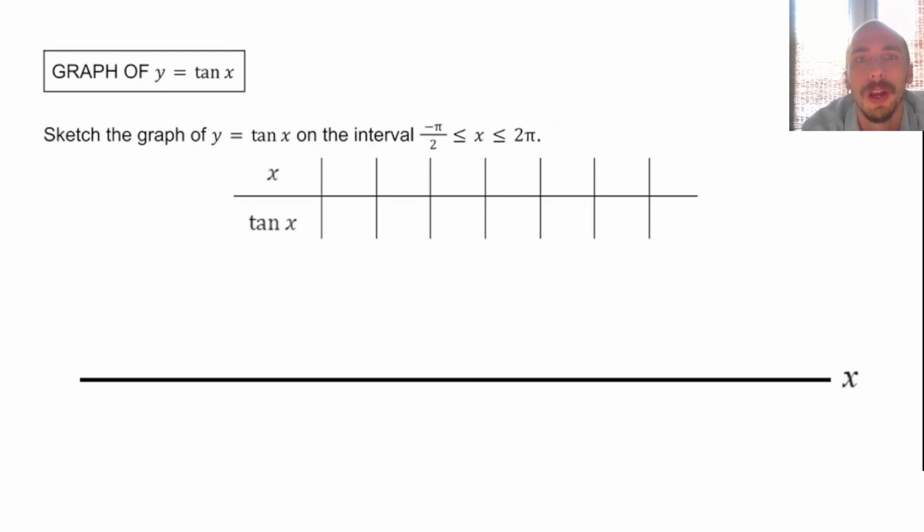Okay, now with that out of the way, we're ready to do what we came here to do. Graph y equals tangent x. So we're going to start by sketching the graph of y equals tangent x on the interval -pi/2 to 2pi. Okay, and so that's kind of a strange interval, and I think I've got a reason why.